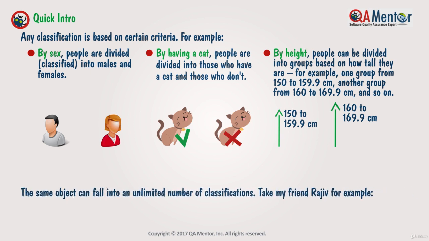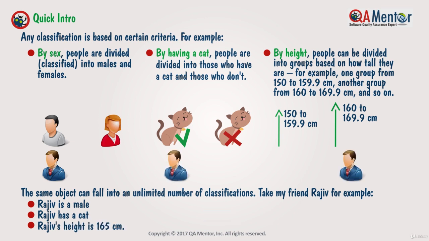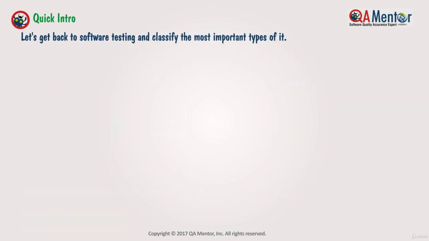The same object can fall into an unlimited number of classifications. Take my friend Rajiv, for example. Rajiv is a male. Rajiv has a cat. Rajiv's height is 165 centimeters. Let's get back to software testing and classify the most important types of it.